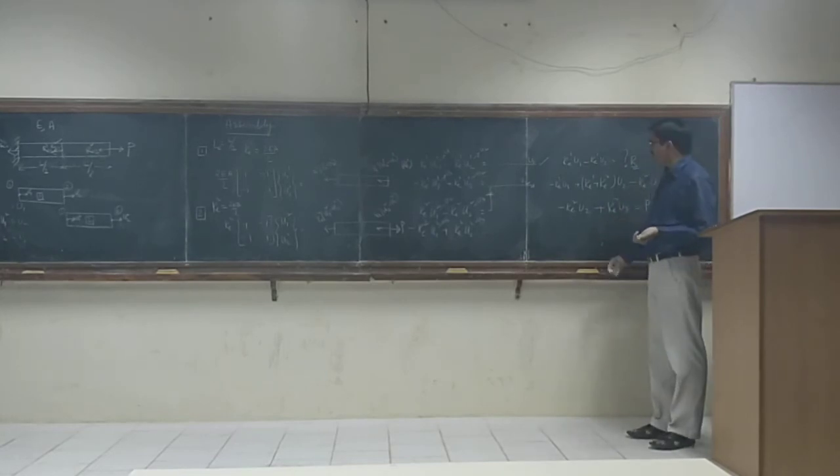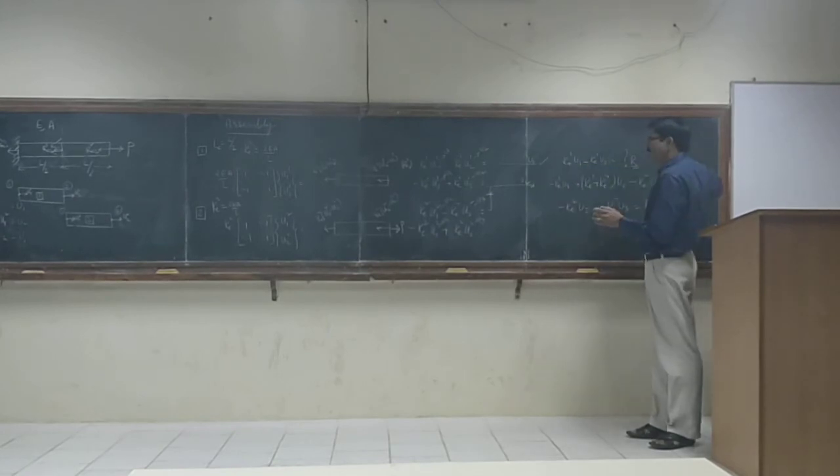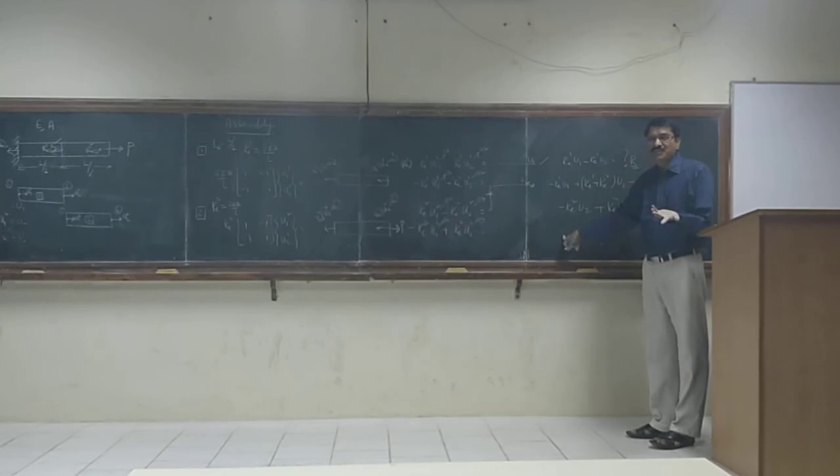If you use a penalty in the direction of U1, the penalty stiffness will add to this stiffness. If it is elimination, this entire row will be eliminated, and this entire column corresponding to U1 will be eliminated. We will be having 2 by 2 equations. Both ways we can try.